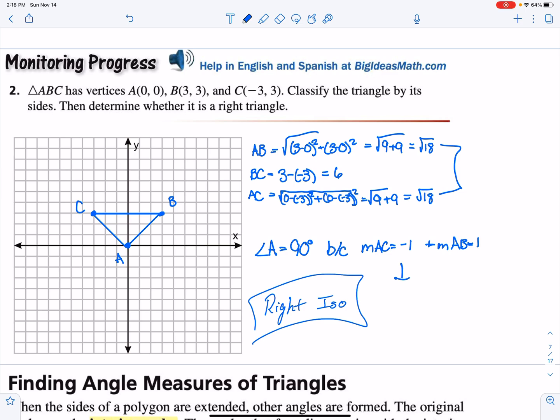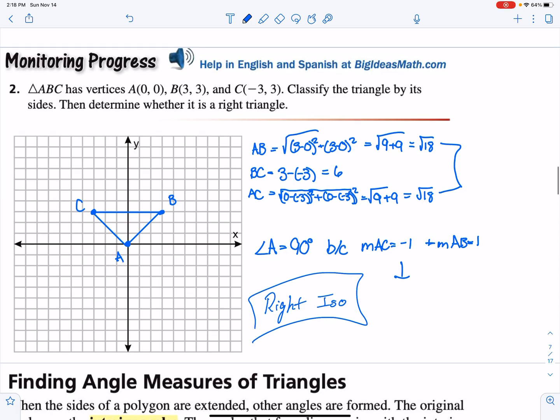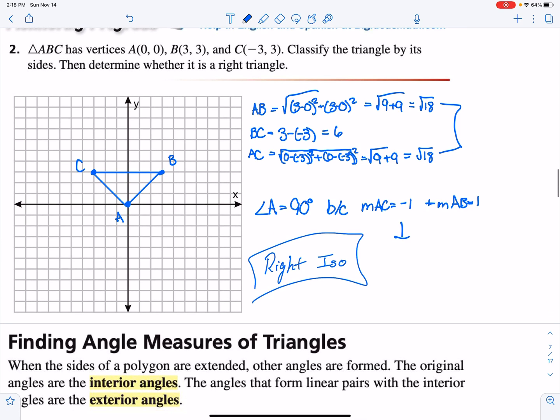So we have a right isosceles triangle. All right. So again, make sure you go back, look that over, rework it out. I have the work there for my distance formula, but I worked that one out above so that you could see how those are kind of worked out.